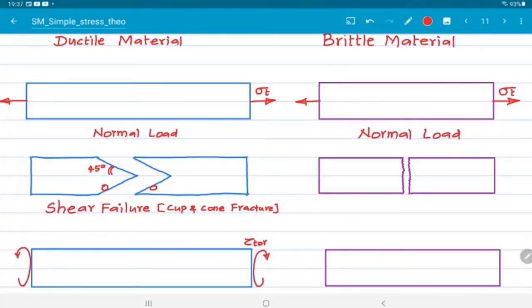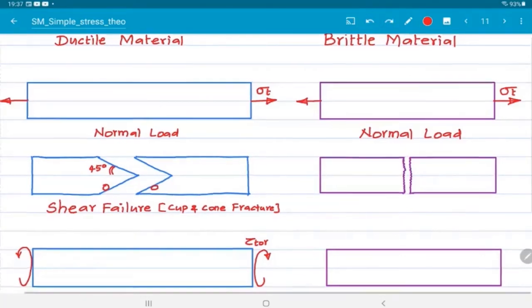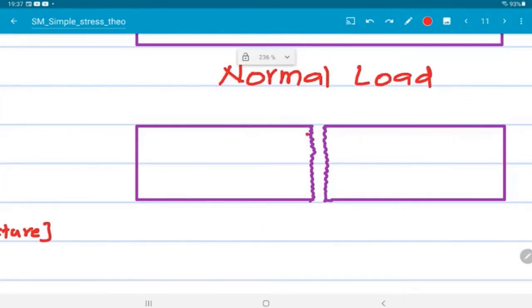What type of failure is observed in the chalk piece? Brittle material, flat surface. Before failure, both molecules are adjacent to each other. After the failure, both are separated. Molecules separated means which failure, normal failure or shear failure? Normal failure.